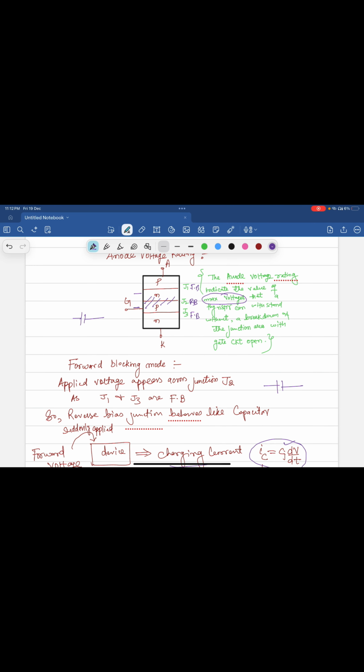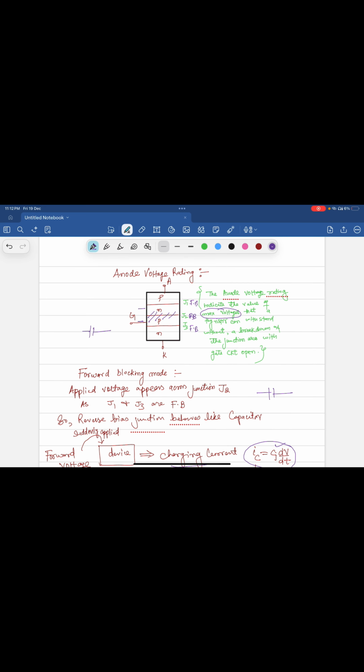Today we will discuss the anode voltage rating. As you can see in the diagram, an SCR has 4 layers and 3 junctions. The junctions J1 and J3 are forward biased and the junction J2 is reverse biased.